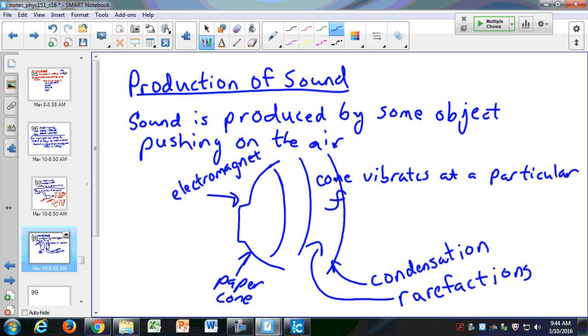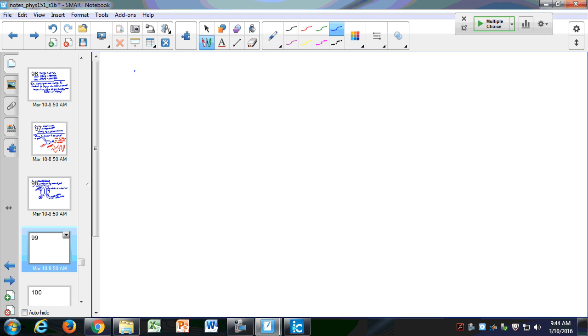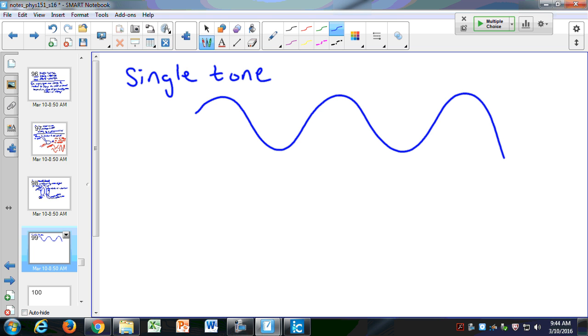May I move down from this page? Okay. So, if I have a simple sound, just a single tone, that single tone, if I plot the displacement, or say the pressure versus time, or the pressure versus distance, I'll have areas of high pressure, areas of low pressure, high pressure, low pressure. So this is still a compressional wave, but I can represent it as a transverse wave. This just gives our pressure, high pressure, low pressure.